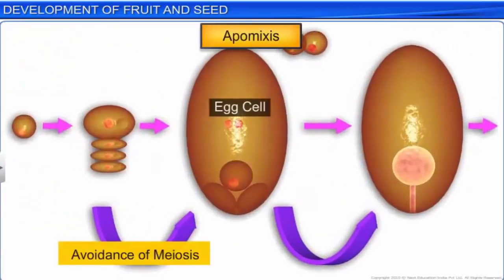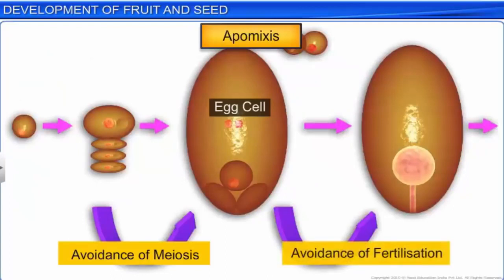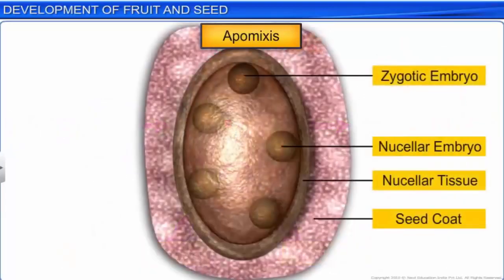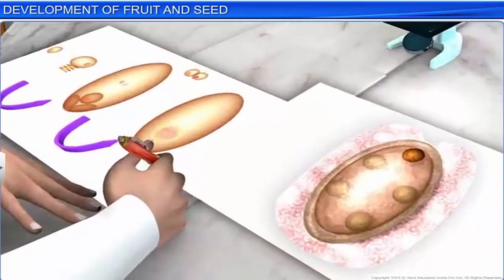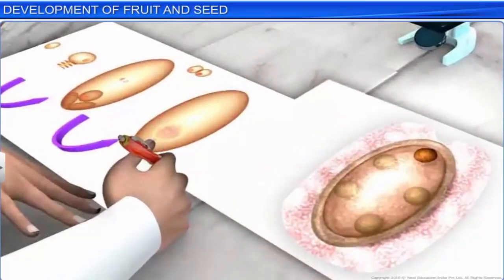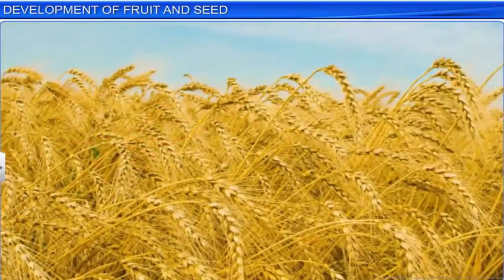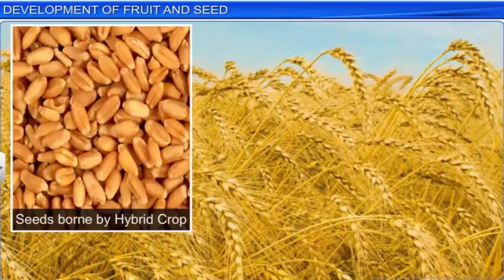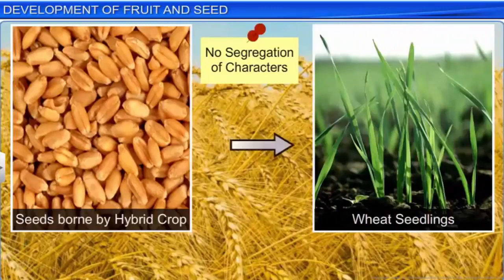Apomixes is a form of asexual reproduction in which the seeds or embryos are formed without fertilization. In fact, seeds or embryos either develop from an unfertilized egg which did not undergo meiosis, or from the cells of the integument or nucellus. Botanists believe that converting hybrid crops into apomixes will prevent the segregation of characters in seeds produced by hybrid crops, and thereby eliminate the need to purchase hybrid seeds every year, as the seedlings produced by the apomixes will resemble their parents genetically.